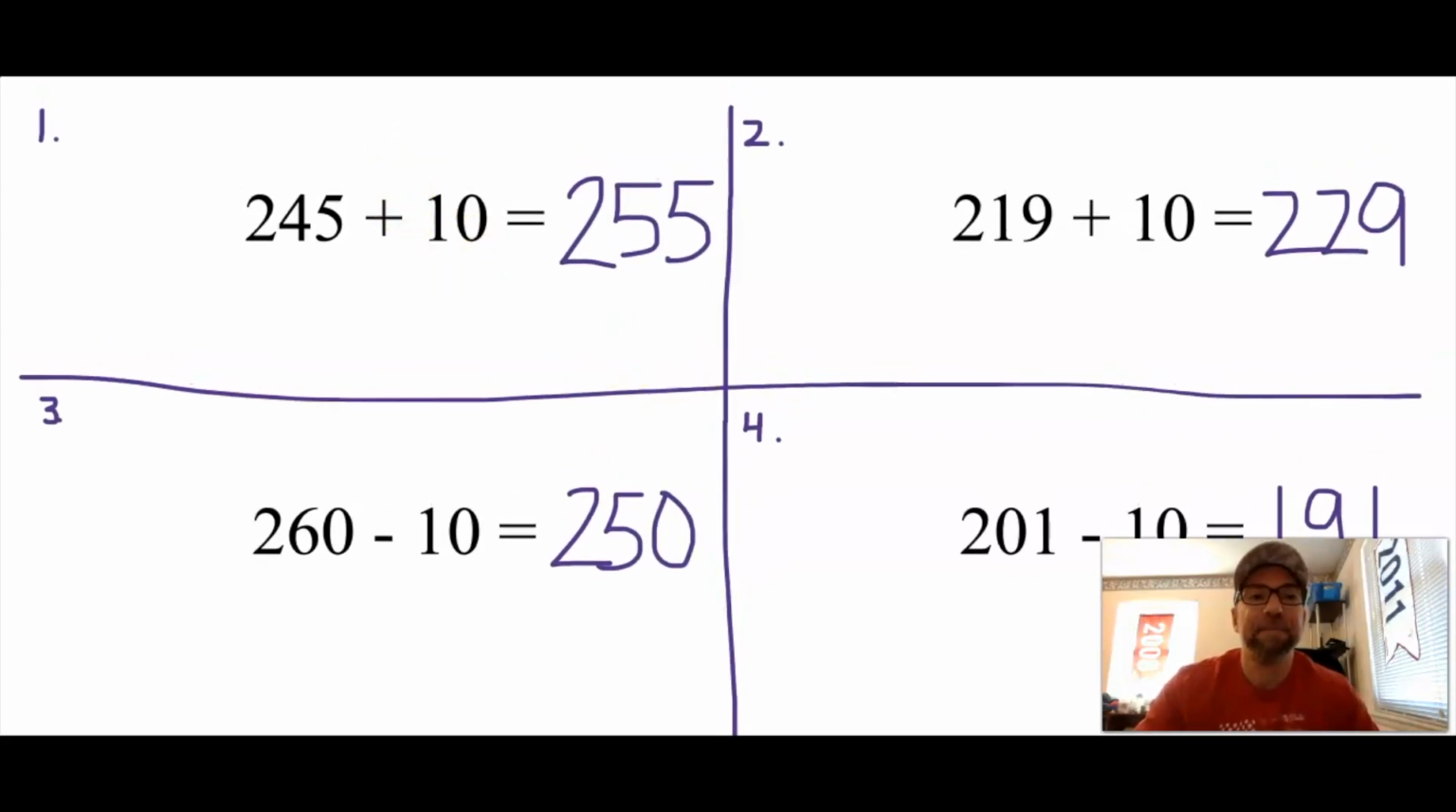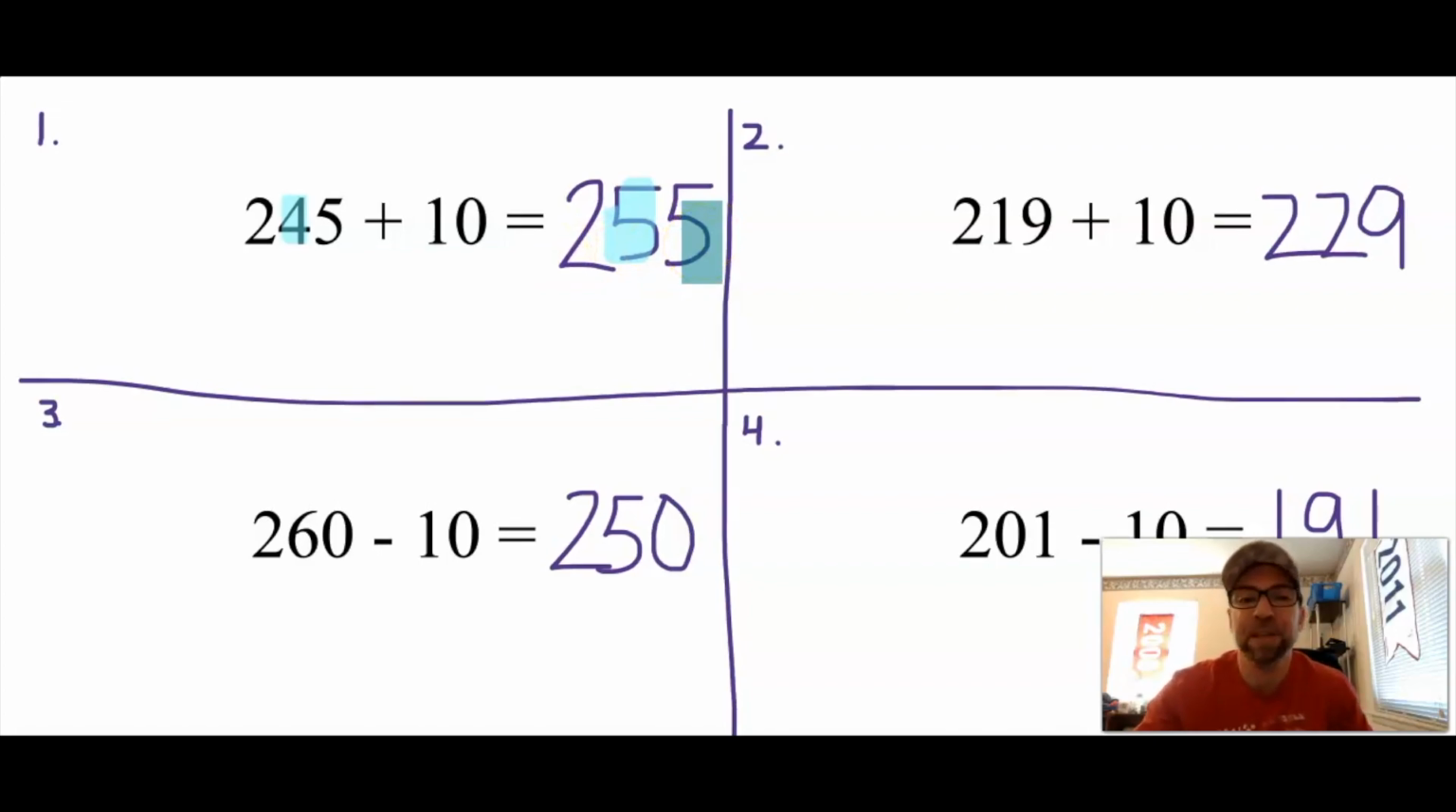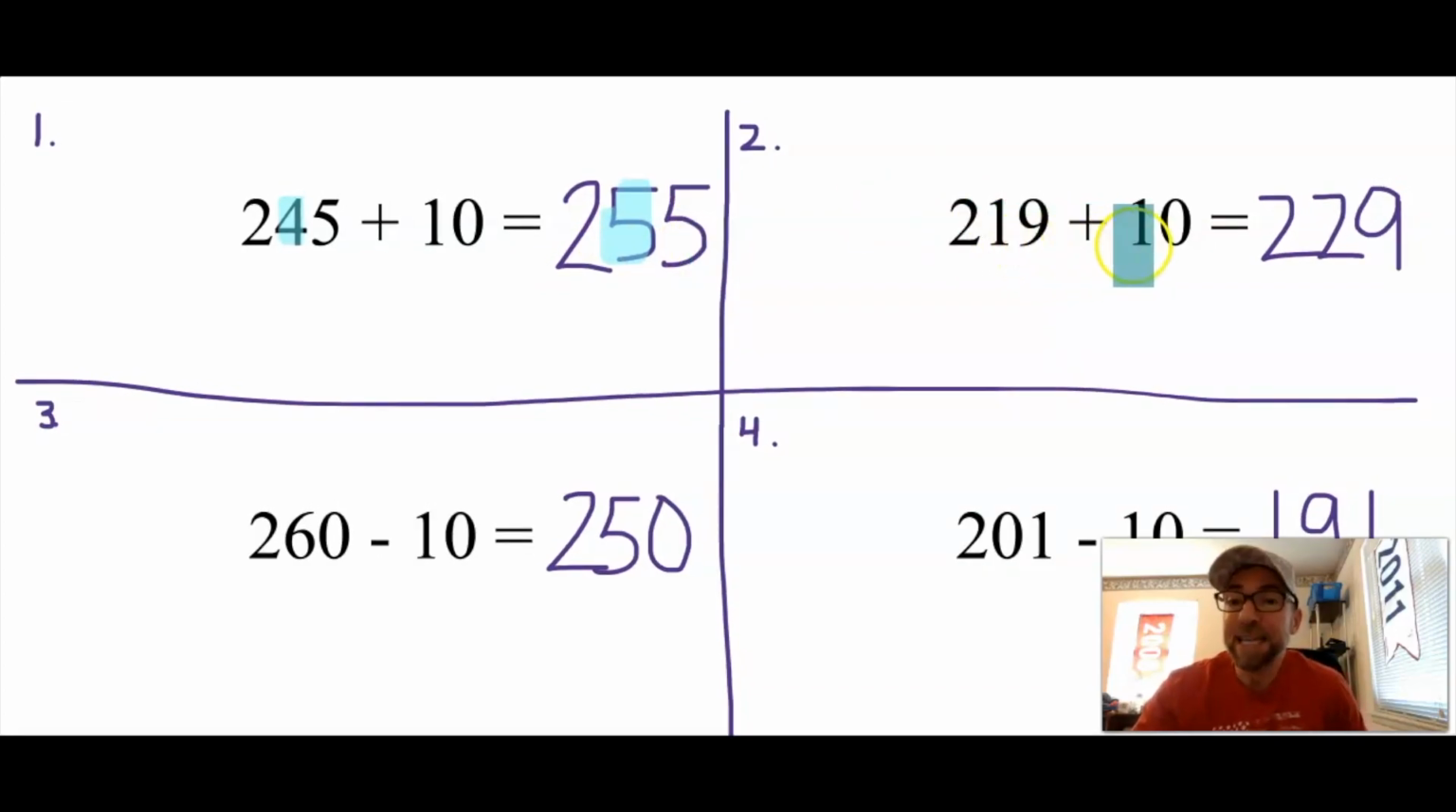Let's see how you did. 245 plus 10. Well, there's my tens digit. Instead of 40, we move to the 50s, and we get 255. 219 plus 10. Well, in my tens digit, I have a 1. If I'm going to add 10, my tens digit is going to move to the 20s. 229. This time it was a subtraction problem, 10 less.